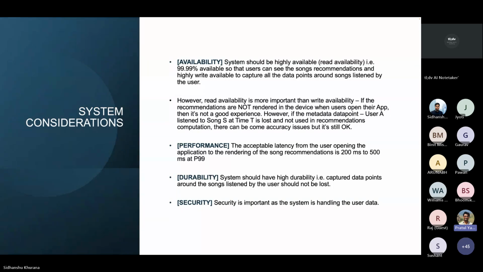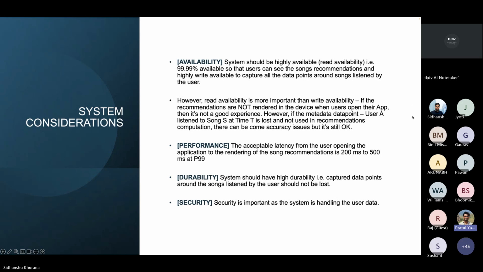The third key point is durability, right? We also want the system to be highly durable. To what extent, we can always have that discussion later on while we go deeper into the design. But durability essentially means that if I'm listening to 15 or 20 songs a day, every data point should be captured in the right way. Our objective is that these data points should not be lost, even if your machine goes down or any other such cases. We want our system to be highly durable.